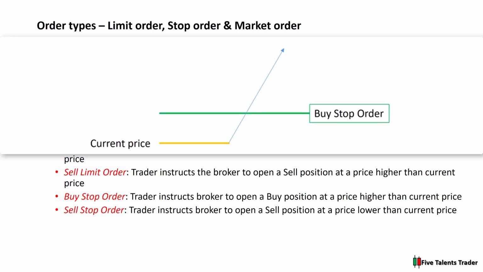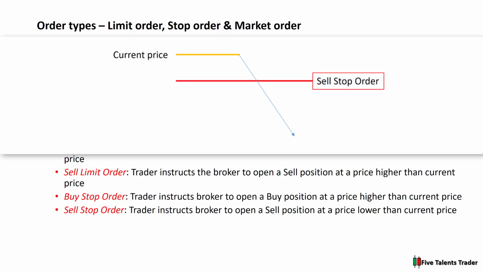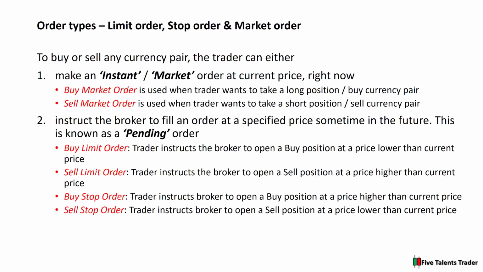Now, the buy stop order is a situation where the trader instructs the broker to buy at a future time and at a price higher than the current price. And the sell stop order is when the trader instructs the broker to sell at a future time at a future price that is lower than the current price. Now we'll move to the chart and I can just explain this a bit further.